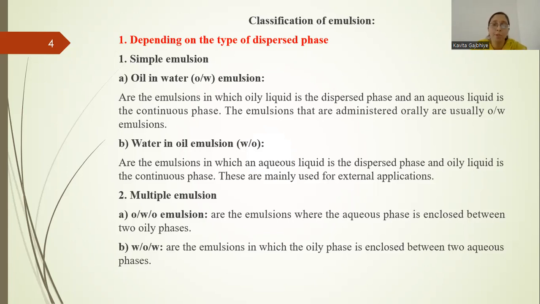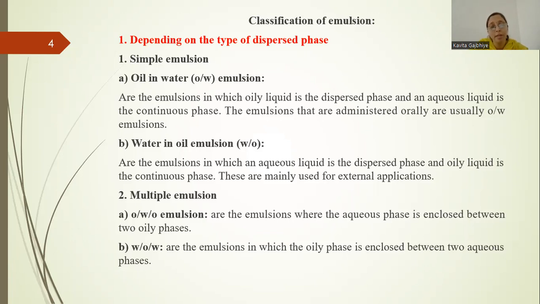Now depending on the type of dispersed phase, the other class of emulsion is multiple emulsion. Now there are again two types of multiple emulsion, O by W by O emulsion and W by O by W emulsion. So O by W by O emulsion means these are the emulsions in which the aqueous phase is enclosed between two oily phases. So here again your external phase is oily phase, whereas in between those two oily phases there will be the incorporation of aqueous phase. So that is nothing but O by W by O type of emulsion.